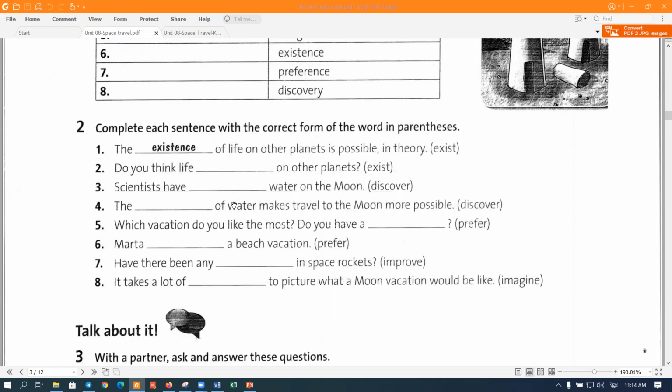Okay, so go to exercise 2. Complete each sentence with the correct form of the words in parentheses.